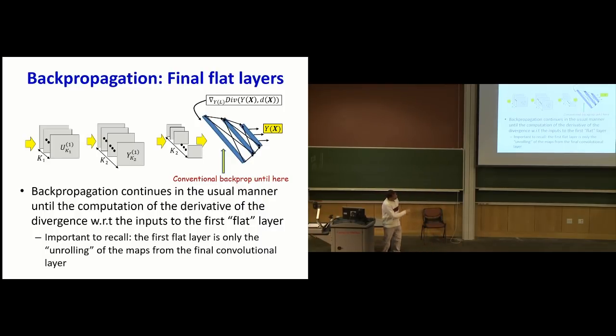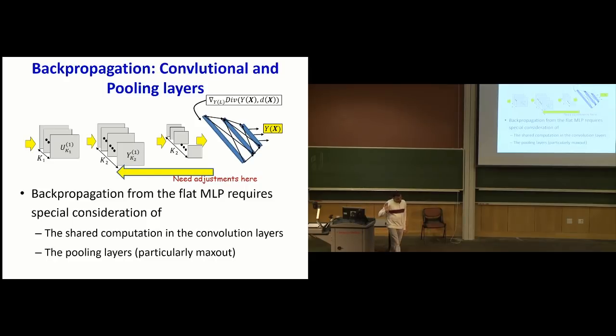So what you will get is the term I've written in the box up there, which is the derivative of the divergence with respect to YL, where YL is the output of the Lth, or the final, layer of the convolutional network. And so now that derivative must be backpropagated through all the convolutional layers and all the pooling layers. So the question is now, how do we actually backpropagate through convolutional layers and pooling layers, which are obviously not your standard MLP, right? You have to consider two things.